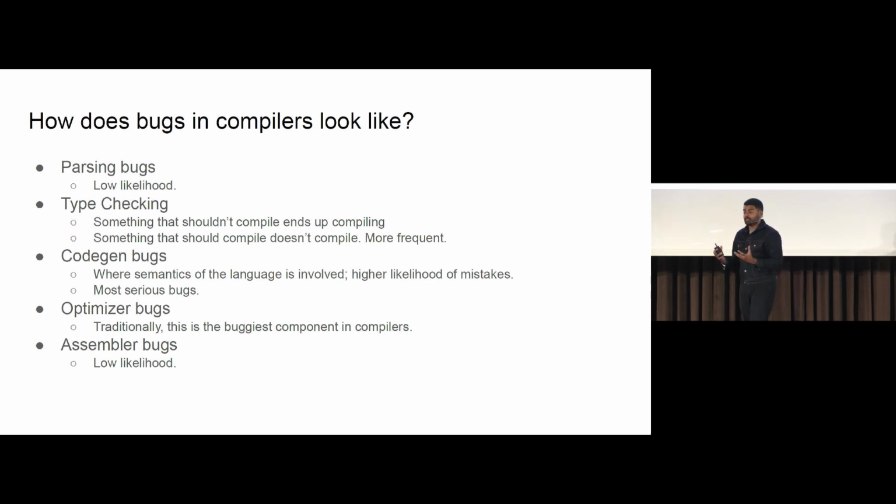And the next one is code gen bugs. This is actually quite tricky, and these are where most of the severe bugs in compilers exist, because this is the layer where you actually add semantics of the language into the compiler. And there is a lot of room for mistakes. And whenever there's a bug here, this tends to be quite serious. And the next step is the optimizer, and the optimizer bugs are when the optimizer incorrectly optimizes something, where the semantics of a certain expression is different from the optimized expression that you get out. And traditionally, if you look at compilers as a whole, let's say GCC, LLVM, etc., solc, the optimizer component tends to be the buggiest component in all compilers. And the final step is the assembler. Again, just like parsing, this tends to have a low likelihood because they are somewhat small and self-contained.